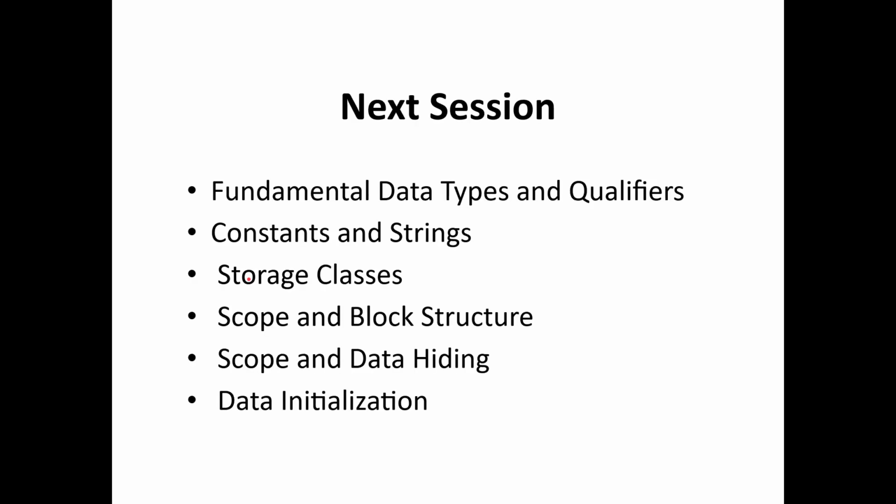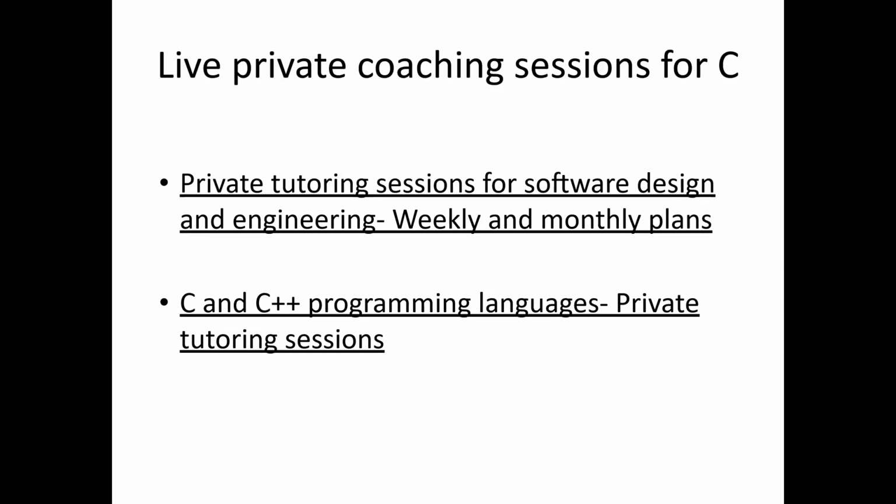In summary, we went over a few key parts of the C language. We went over the C preprocessor, got a quick look at typedef, and we got a general idea of what a C program looks like. Next time, we'll go over data types, constants, strings, character pointers, storage classes, scope structure, how scopes hide data, and data initialization.